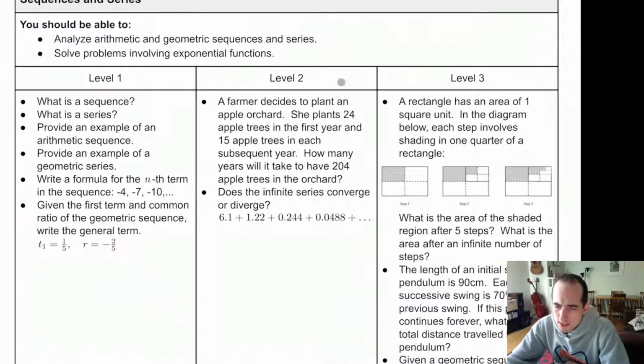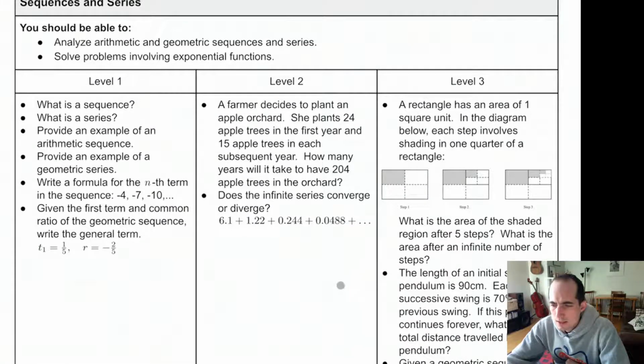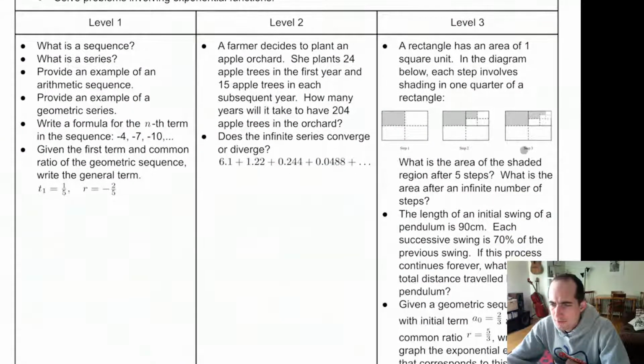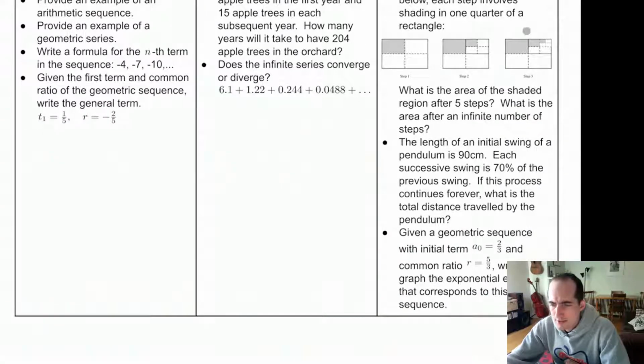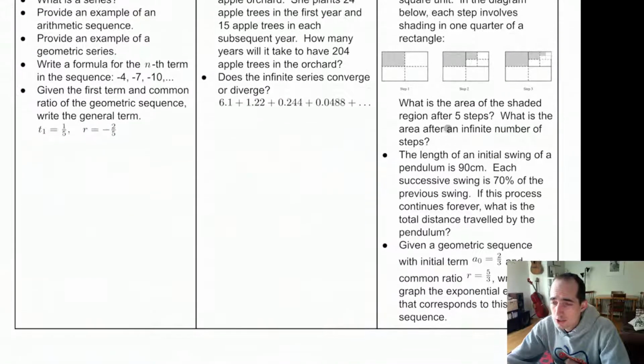Level 2, so this is more of a word problem, being able to solve some things. And, ooh, look at this. Does the infinite series converge or diverge? Look at that. Okay, then level 3. So this is what I would consider a visual pattern kind of question.